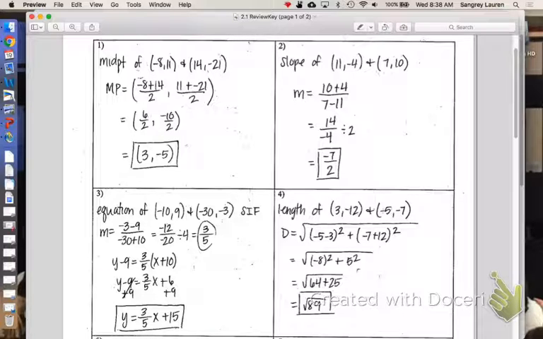So on Friday, you went around the room and found 6 problems. Here are the answers to the first 4. So I will let you take a look at these.